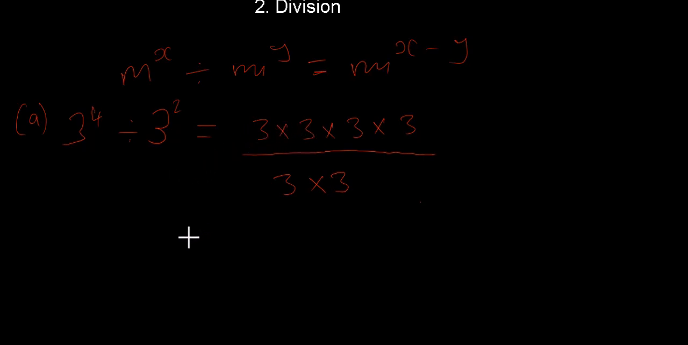So this will cancel with this, and this will cancel with this, and we are going to remain with 3 multiplied by 3. So this is the same as 3 to the power 2, where we have 3 open bracket 4 minus 2.